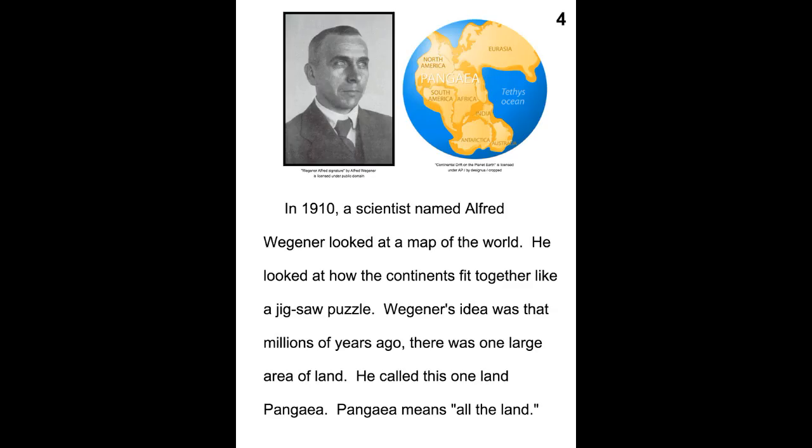In 1910, a scientist named Alfred Wegener looked at a map of the world. He looked at how the continents fit together like a jigsaw puzzle. Wegener's idea was that millions of years ago there was one large area of land. He called this one land Pangaea. Pangaea means all the land.